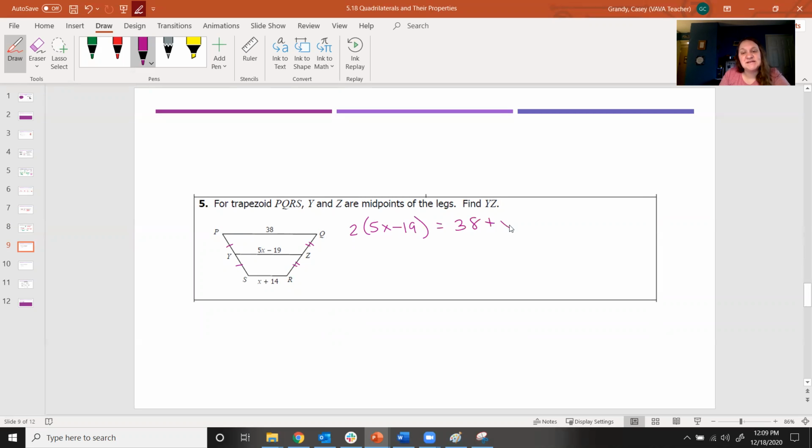So we know that 2 times our midsegment is the sum of the bases. And remember that addition's commutative. So if I wrote X plus 14 plus 38 here, we'd be writing the same thing. One thing that I think a lot of students forget to do is distribute to both parts in the parentheses. So just distribute that 2 to both. 10x minus 38 equals 38. Oh, let's combine like terms. I can combine my 38 and my 14. So 38 and 14 give me 52.